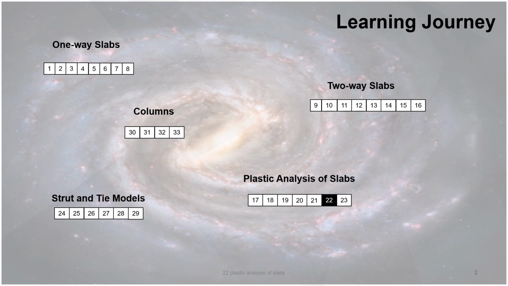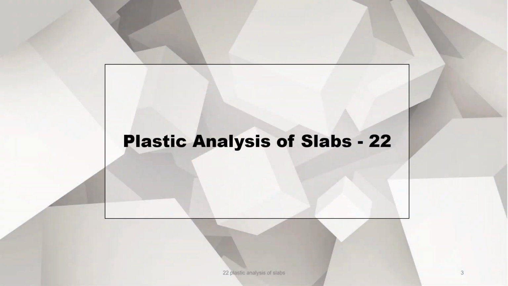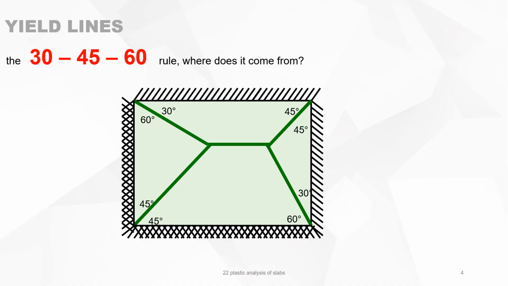This is video 22 in the series of reinforced concrete slabs. We have seen that to determine the yield lines we can make use of the 30, 45 and 60 degree rules. But where is this rule coming from? Can we prove it?